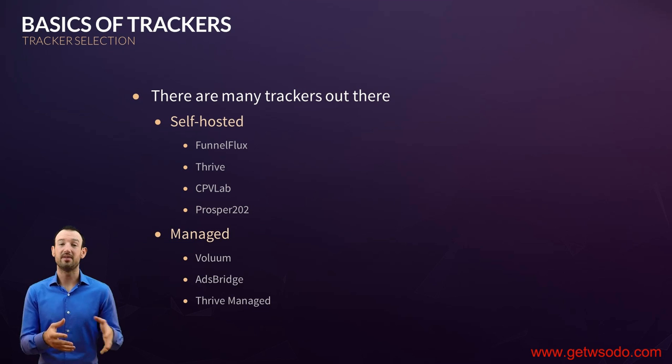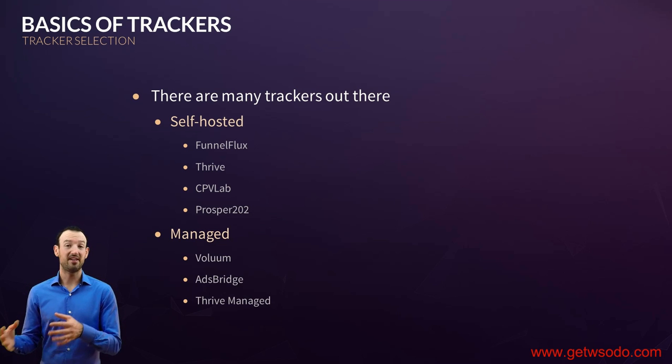So there are many different trackers to choose from. In the self-hosted regime, there is Funnelflux, Thrive, CPV Lab, Prosper 202, and several others. Within the managed regime, the most well-known one at the moment, or the most popular, would be Volume. And then you have AdsBridge, for example, and Thrive as well, which is typically self-hosted. You can pay to have a managed Thrive installation as well.